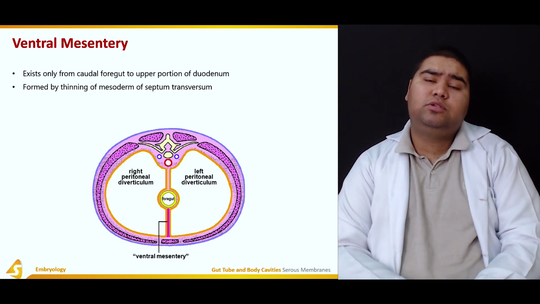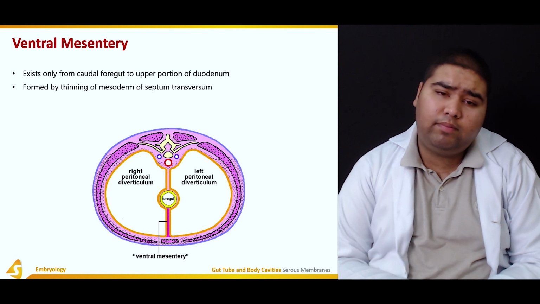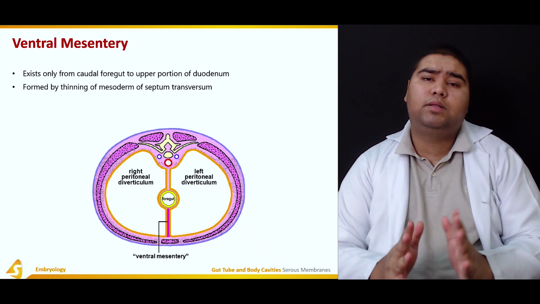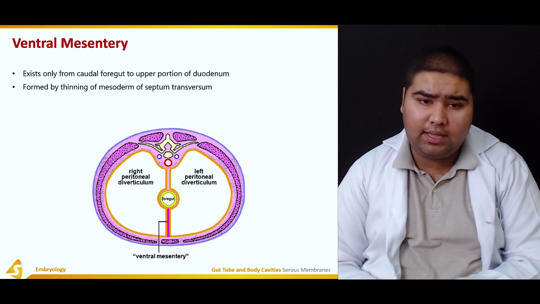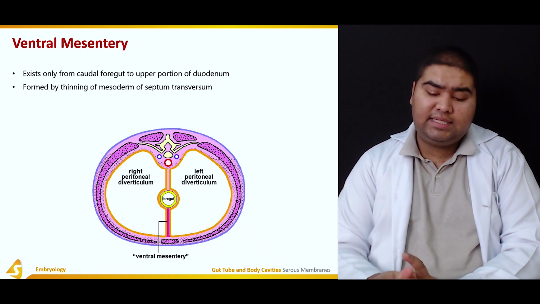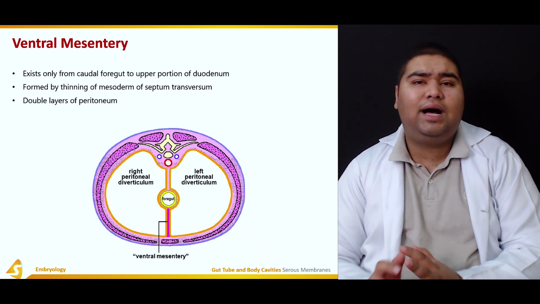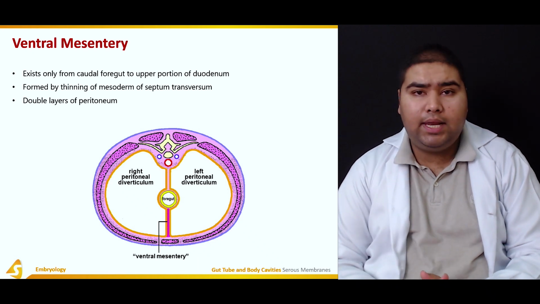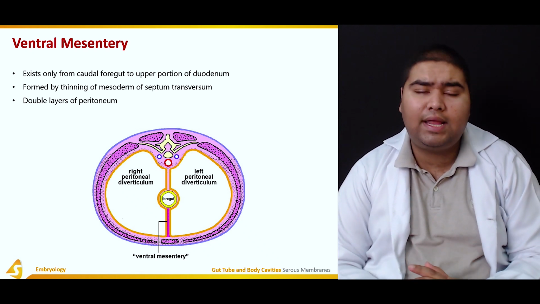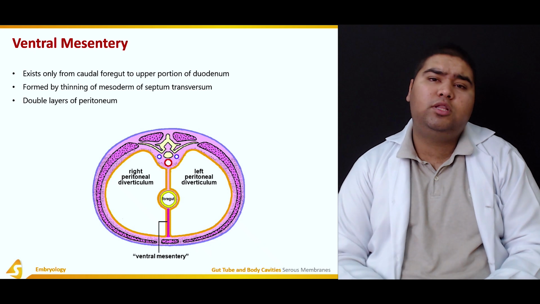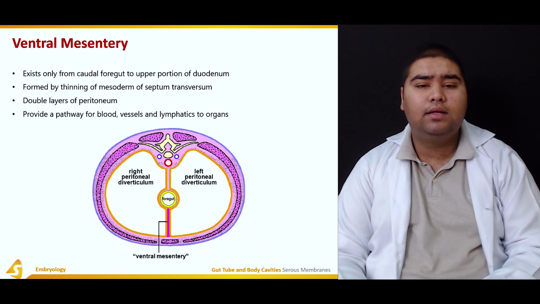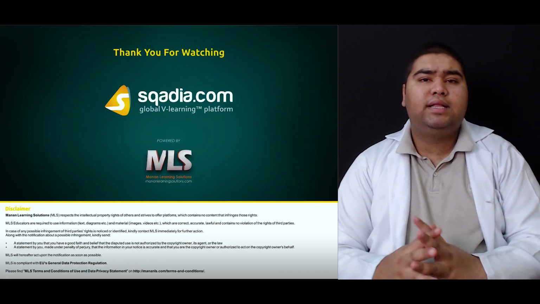Now, the origins are also different. Dorsal mesentery was formed by the two layers of the lateral plate mesoderm, the parietal and the visceral layer, coming together. However, ventral mesentery is formed by the thinning of the mesoderm of the septum transversum. What are mesenteries? Mesenteries are double layers of peritoneum that help in the suspension of an organ, and they provide a channel for the passage of blood, lymph and nerve vessels, the neurovascular bundles.